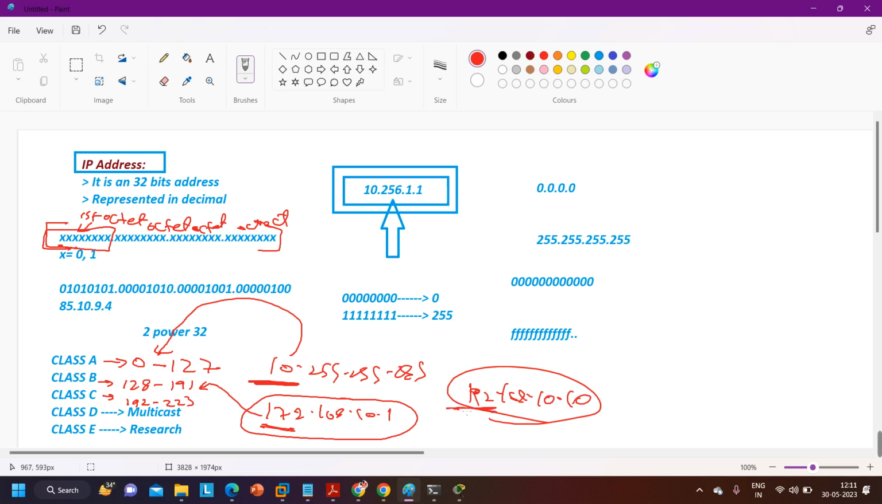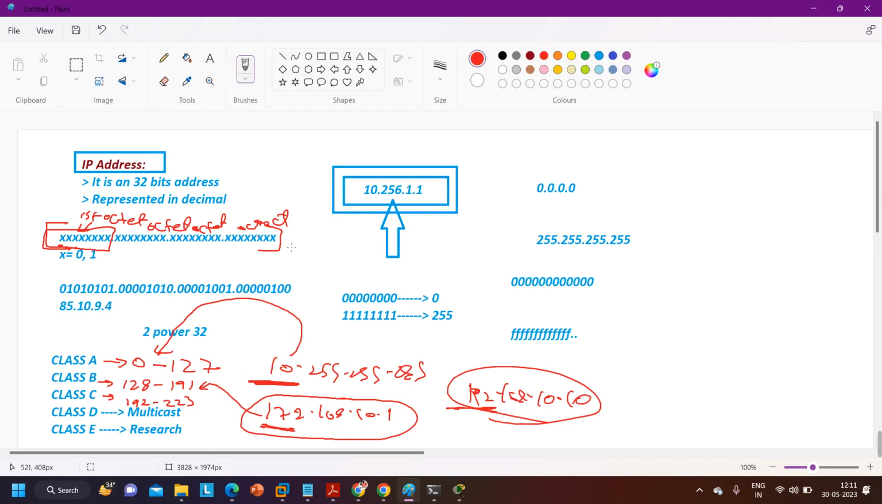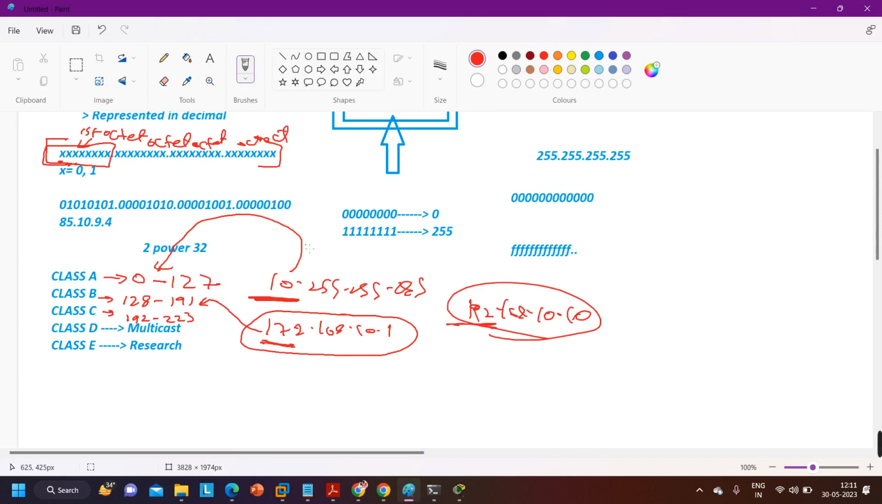Yes. Because here the value is 192. Now the question is how we divide IP addresses into ranges. This is also a question. For that, you have to understand the subnet mask. First, try to understand one thing.